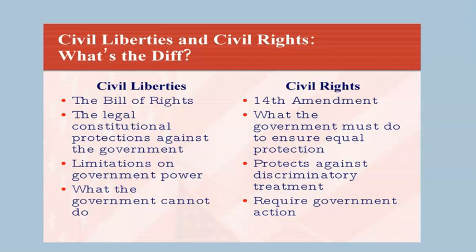All right, and then we've already gone through the civil liberties and what they include, but the legal constitutional protections against the government, the limitations on governmental power, and what the government can't do. And then when you look at civil rights, it's what is the government required to do, and is it protecting against discriminatory treatment, because it should be, and if it isn't, it's going to be problematic.